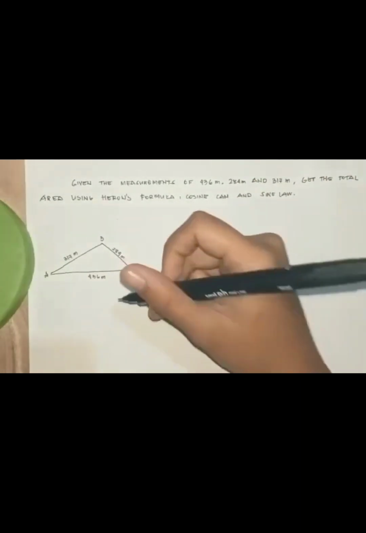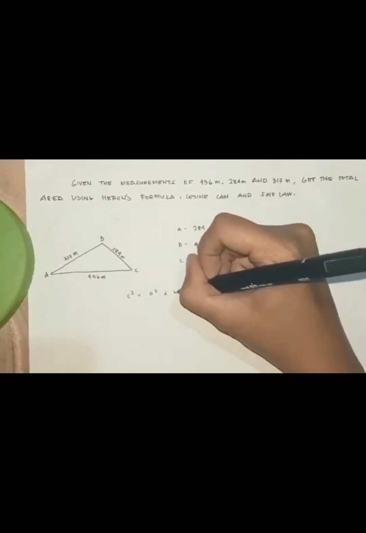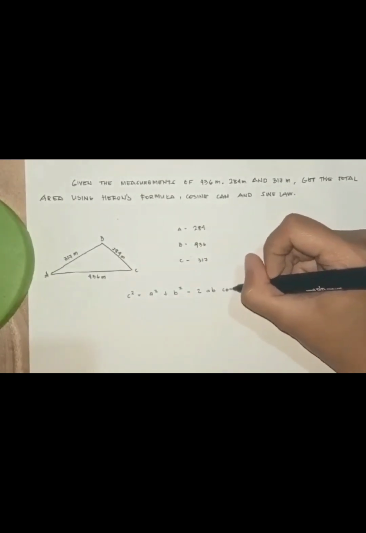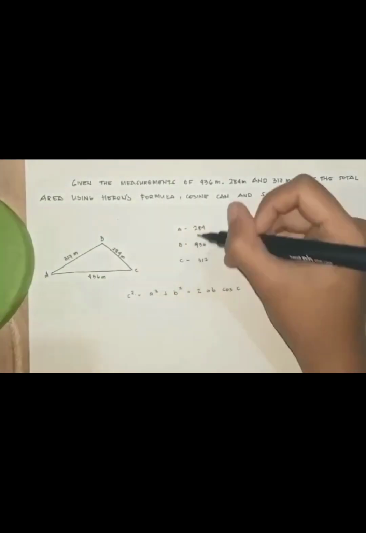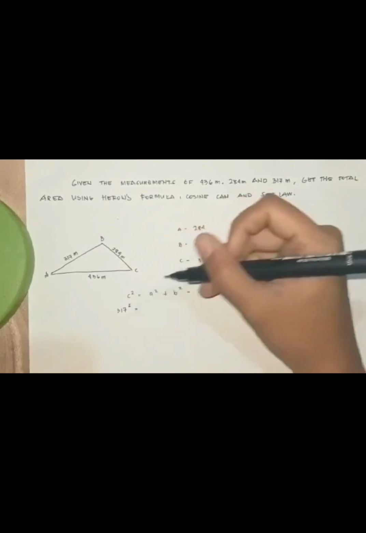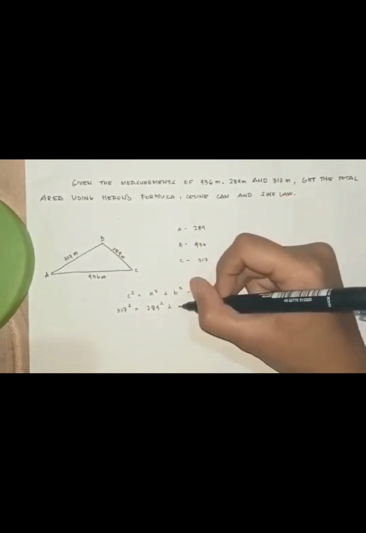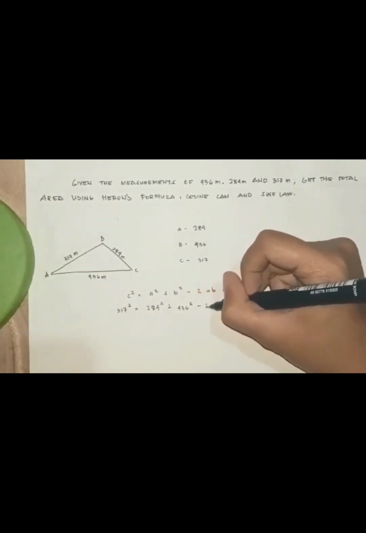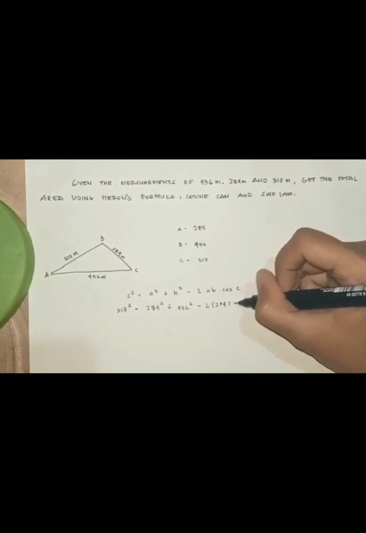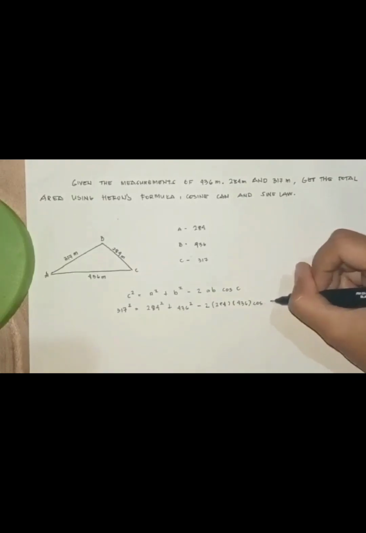And then we will write the formula of cosine law: C squared is equal to A squared plus B squared minus 2AB cosine C. The value of C is 317, so 317 squared is equal to the value of A, 284 squared, plus the value of B, 436 squared, minus 2 times 284 times 436, cosine C.